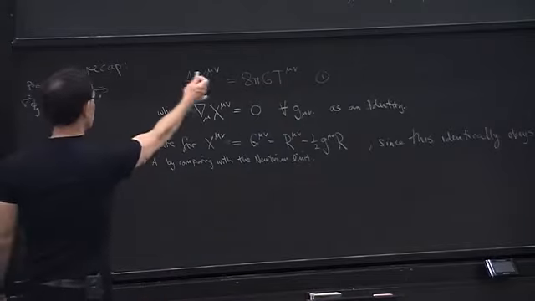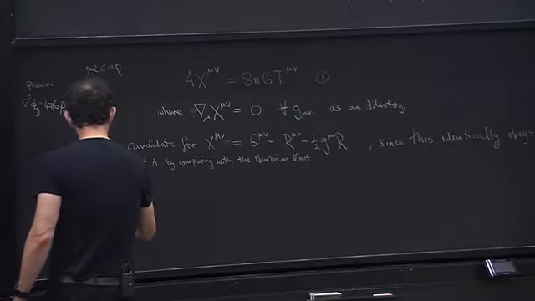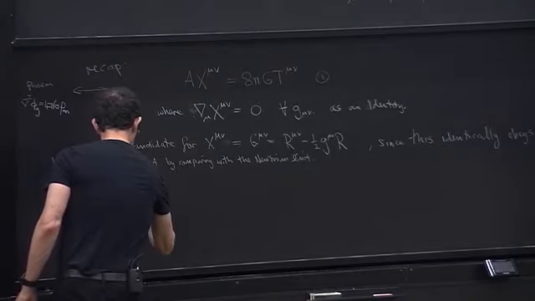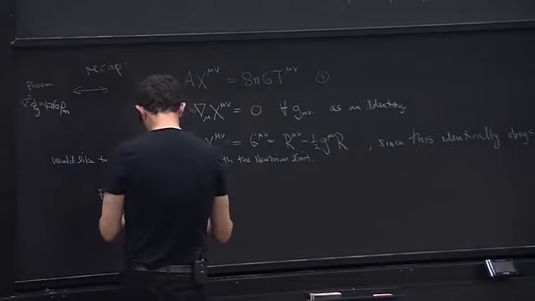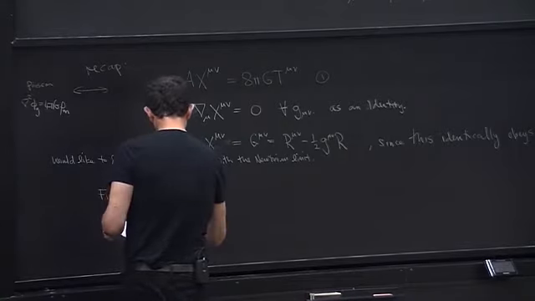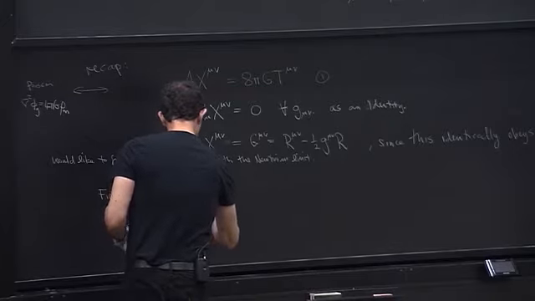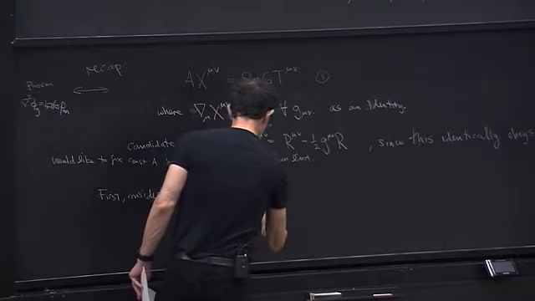Okay, so we have this equation as a proposal for our theory of gravity. So let's first consider the spatial components of one.